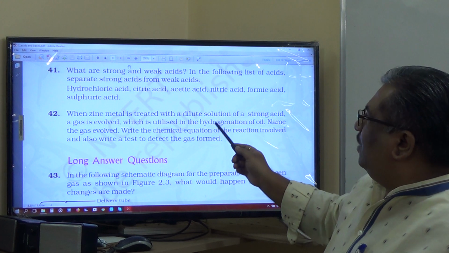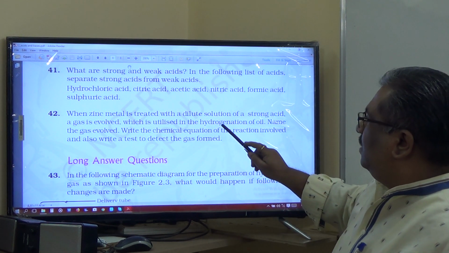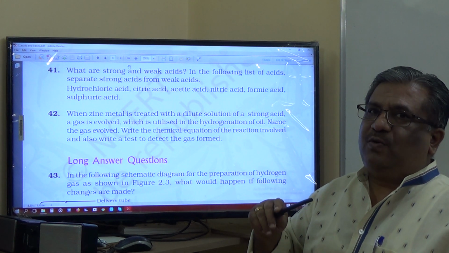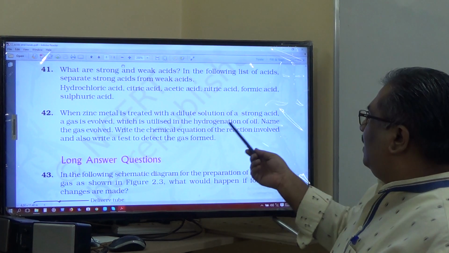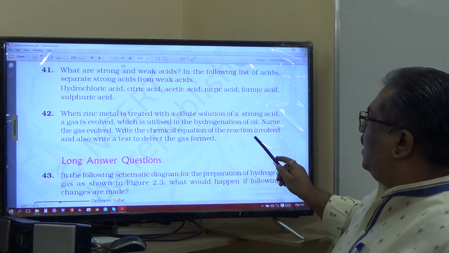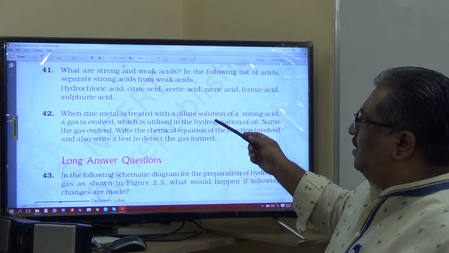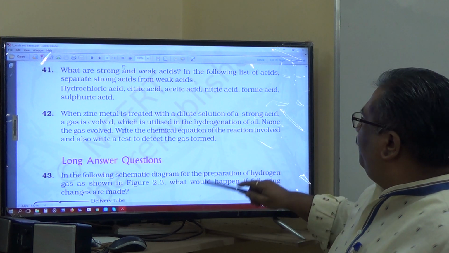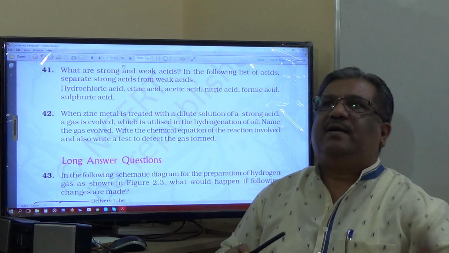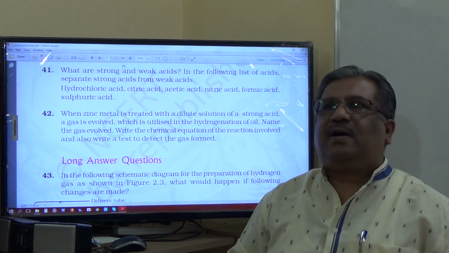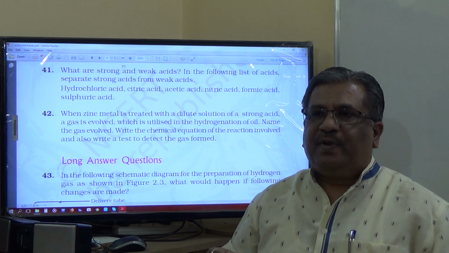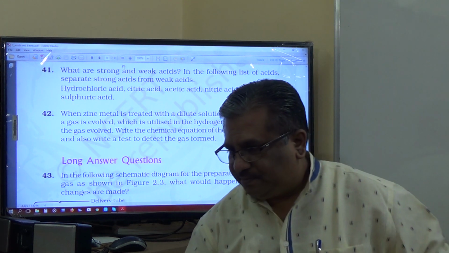Okay, so hydrogen is used in conversion of unsaturated vegetable oils to vanaspati, dalda. So name the gas evolved. Hydrogen is evolved. Write the chemical equation of the reaction involved. Zn plus HCl gives ZnCl2 plus H2. And also write a test to detect the gas formed. When you bring a burning matchstick or a burning candle near the mouth of a test tube containing hydrogen gas, it burns with a pop sound.